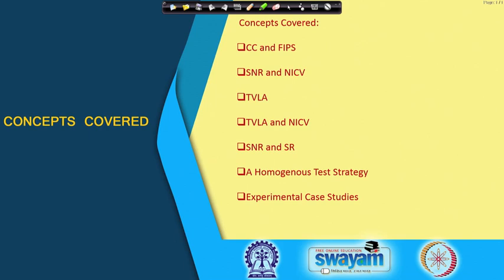We shall look into a test approach which is commonly called the test vector leakage assessment, or TVLA, and see the link between TVLA and NICV. Our objective will be to develop a homogeneous test strategy, combining both CC as well as FIPS and getting the best of both. We shall look into a few interrelationships, like between TVLA and NICV, between SNR and SR, and finally conclude with some experimental case studies to see how we can apply this test strategy.